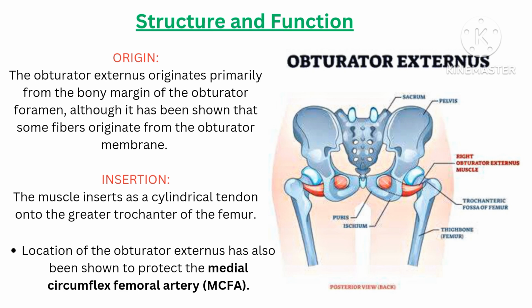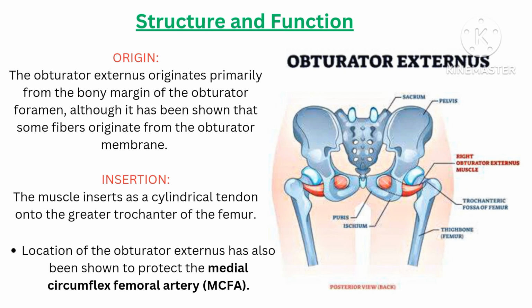Their primary function is external rotation of the hip. In addition, the obturator externus contributes to adduction of the flexed hip, while the obturator internus plays a role in the abduction of the flexed hip. The obturator externus originates primarily from the bony margin of the obturator foramen, although it has been shown that some fibers originate from the obturator membrane. The muscle inserts as a cylindrical tendon onto the greater trochanter of the femur.